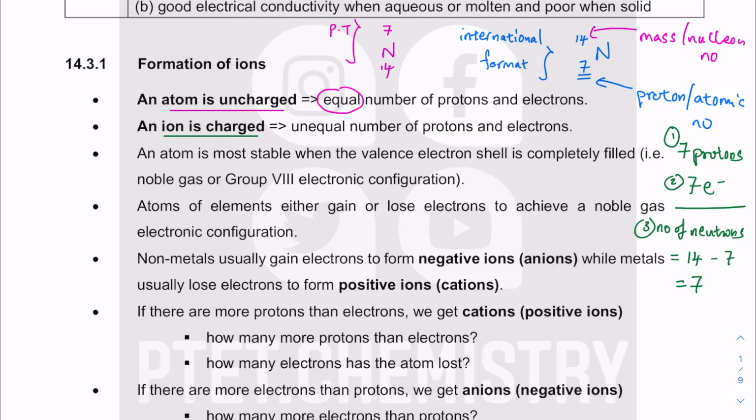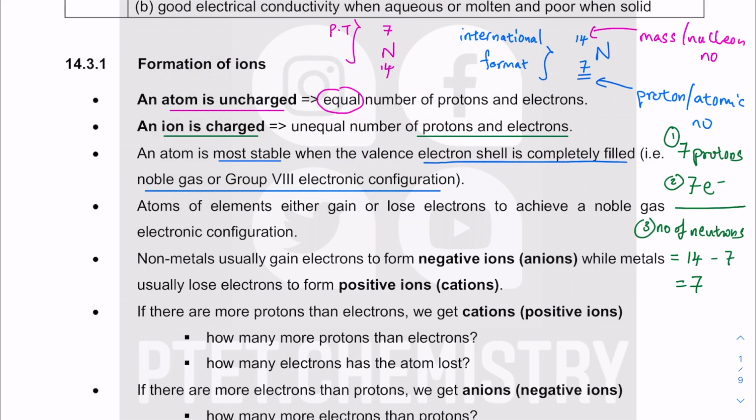Okay, remember the number of protons is the identity of the element, whereas you can gain or lose electrons and you will form ions, which are charged. Okay, so what do we know? An atom is most stable when you have noble gas or group 8 electronic configuration. So this is an important thing.